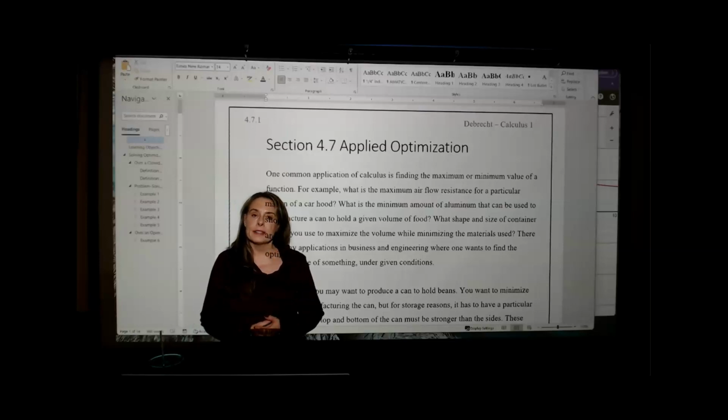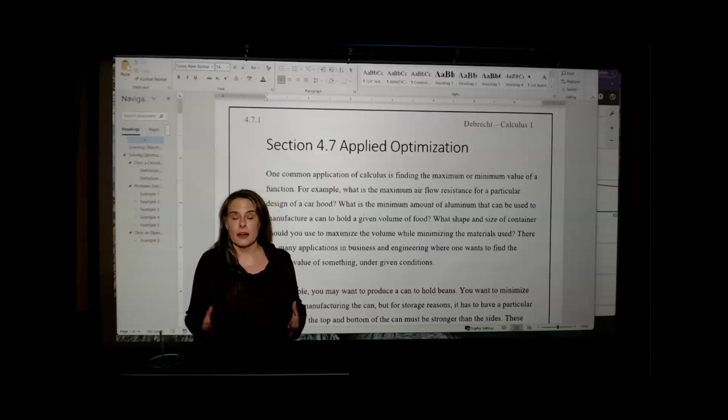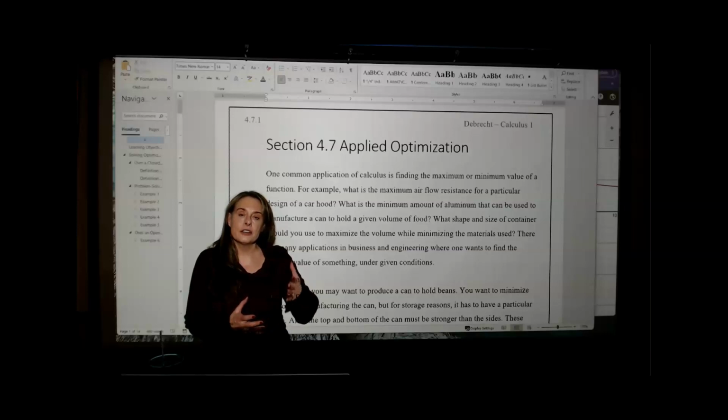Often the things we want to maximize and minimize are profit, cost, area, volume, airflow, friction. These are things that have an effect on engineering problems and physics problems and problems related to business and management. However, we're not just looking for relative extrema. We already know how to do that. In these situations, there are additional conditions on the situation. These conditions are called constraints.